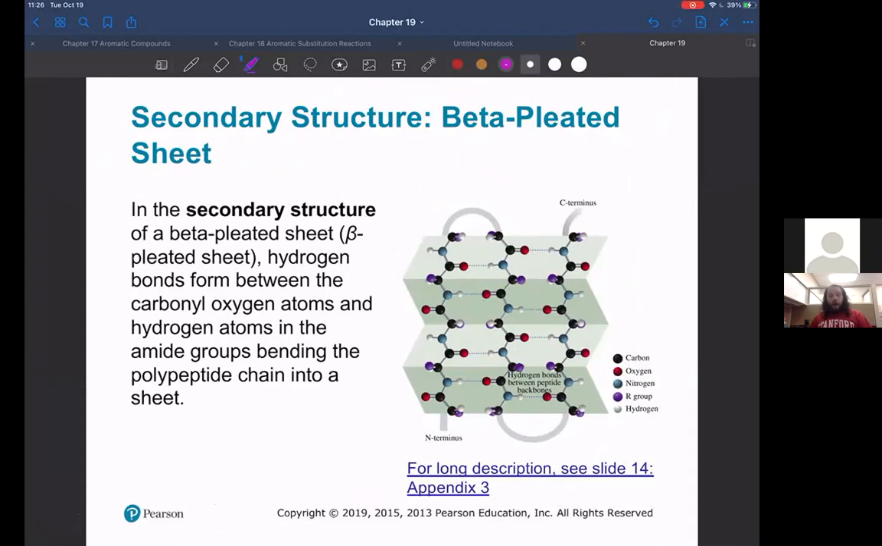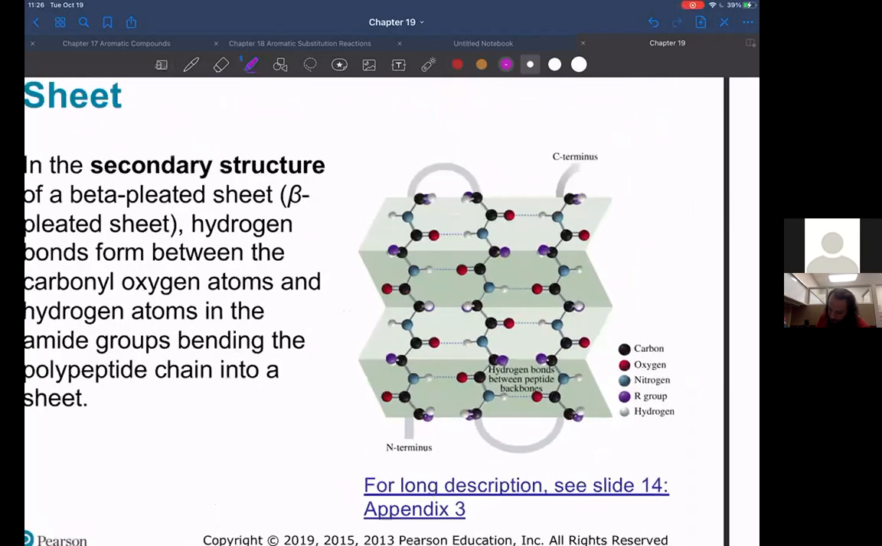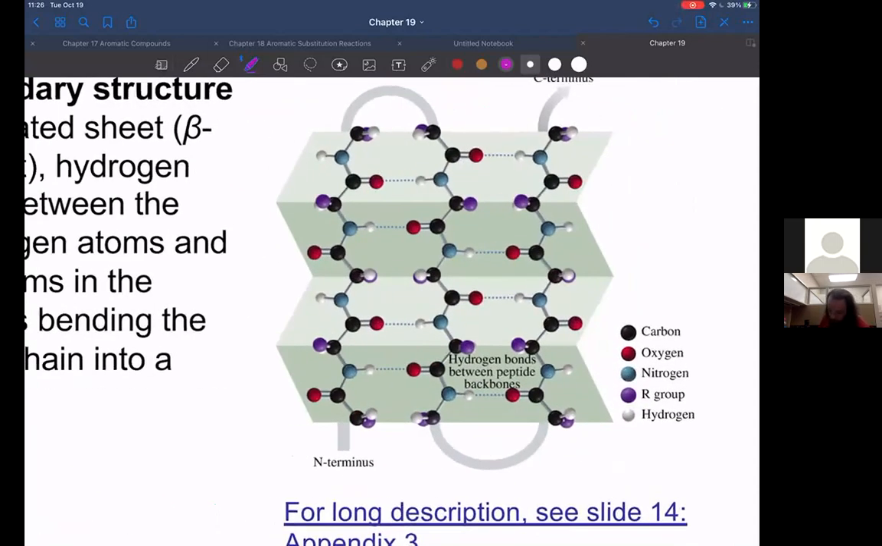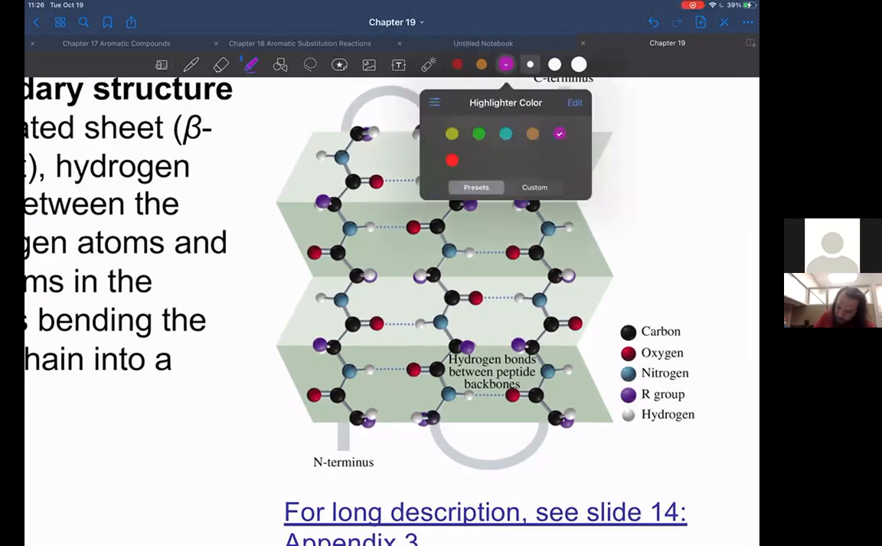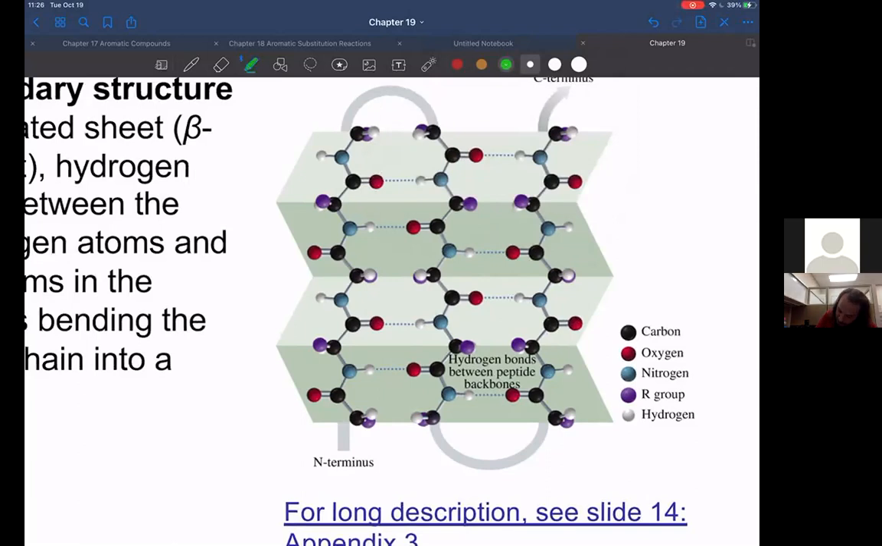A similar hydrogen bonding pattern is seen in beta pleated sheets. So again, this has everything to do with the hydrogen bonding between the peptide backbone. So here is my polypeptide. Again, the R groups are represented by those purple spheres. And we can see that we have the carbonyl group of one amino acid hydrogen bonding with the hydrogen on the nitrogen of the other one, right? So that's in that peptide bond.